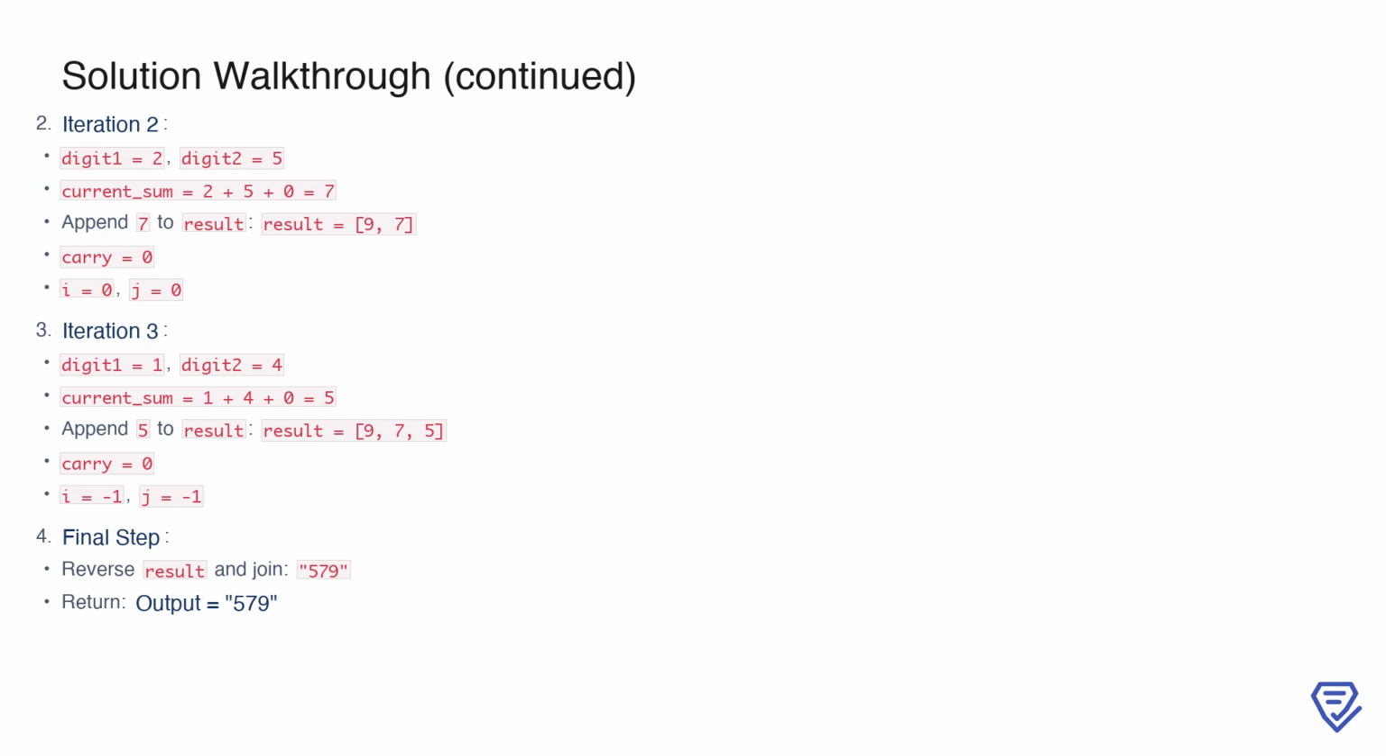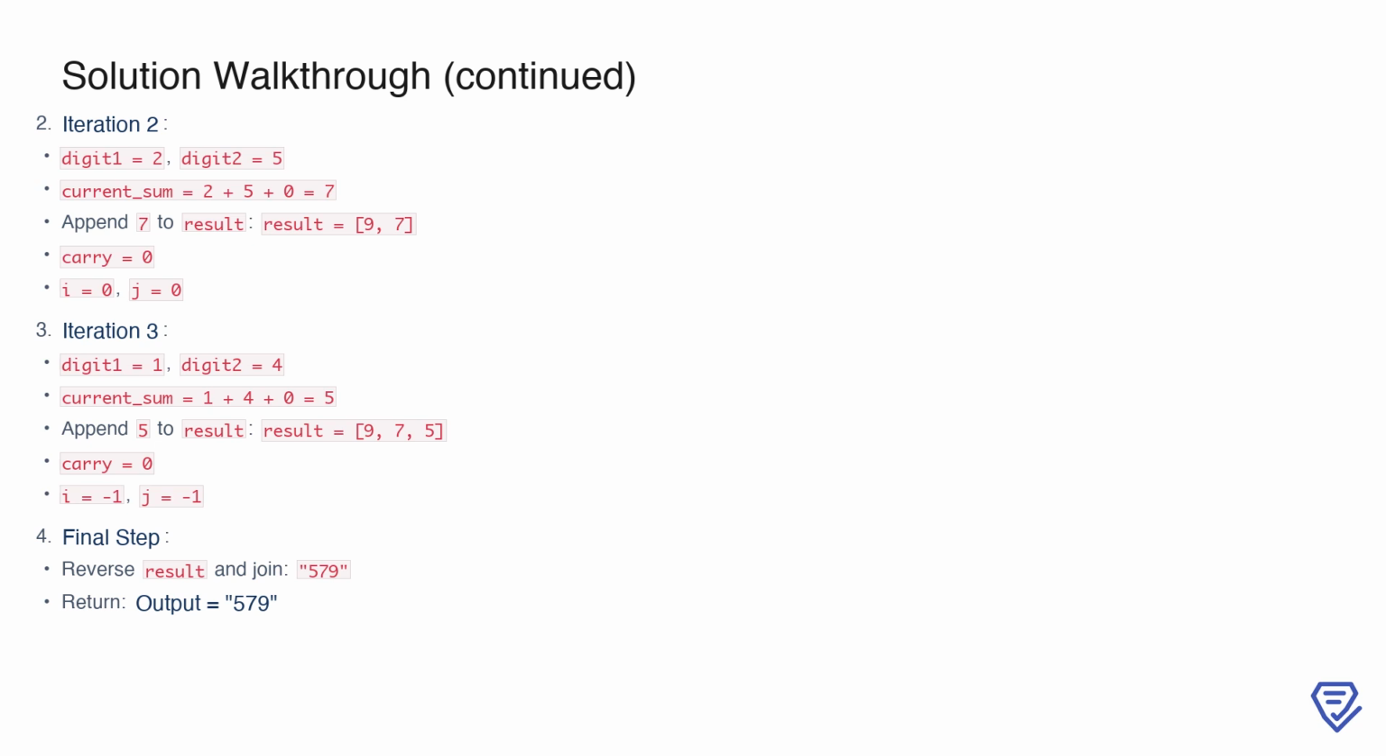Now in the second iteration, we are looking at the digits at the updated positions of i and j. Digit1 is now 2 from number1 and digit2 is 5 from number2. Adding these together with the carry, we get a current_sum of 7. Again, the carry remains 0 because the sum is less than 10, and we append 7 to the result, giving us 9, 7. Next, in the third iteration, digit1 becomes 1 and digit2 becomes 4. Their sum, 5, is appended to the result, which now becomes 9, 7, 5.